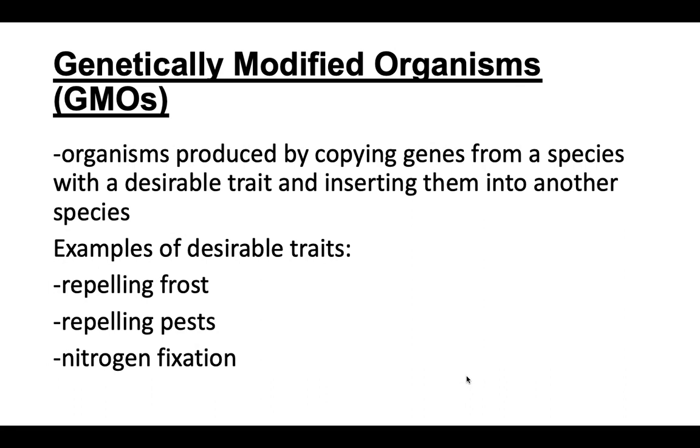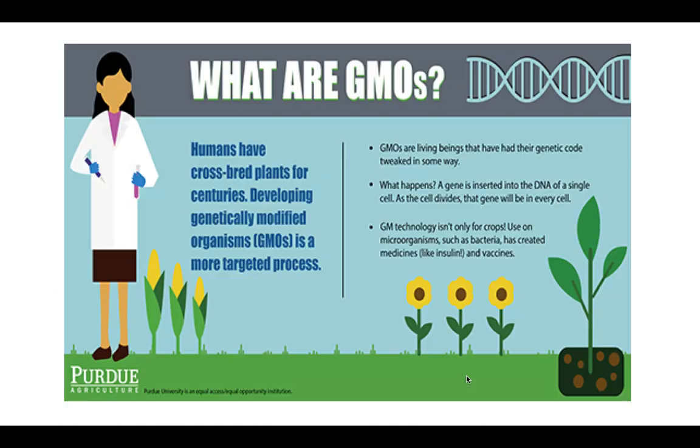So some of those desirable traits that farmers obviously want in their crops are going to be things like repelling frost, meaning they're going to be more frost resistant, repelling pests, so they won't have as much pest or insect damage, and nitrogen fixation, so being able to utilize nitrogen better and grow more quickly.